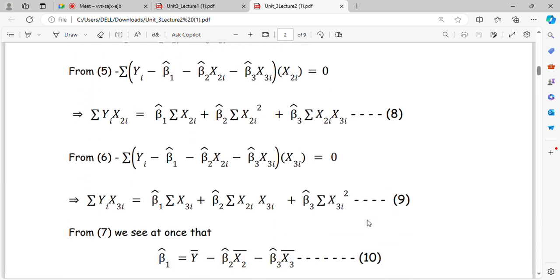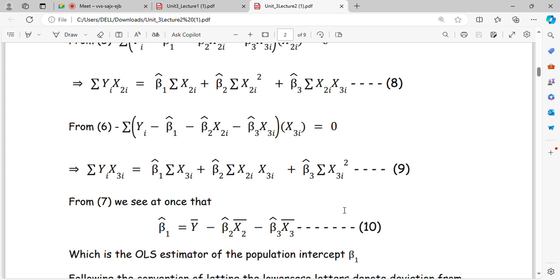Similarly, from equation 6, we can write summation yi x3i on the left hand side and other things on the right hand side. So minus becomes plus: beta 1 hat summation x3i plus beta 2 hat summation x2i x3i plus beta 3 hat summation x3i square. Okay. So from 7 we can see, I wrote it here, I forgot to write it there, that beta 1 hat equals y bar minus beta 2 hat x2 bar minus beta 3 hat x3 bar. Okay.